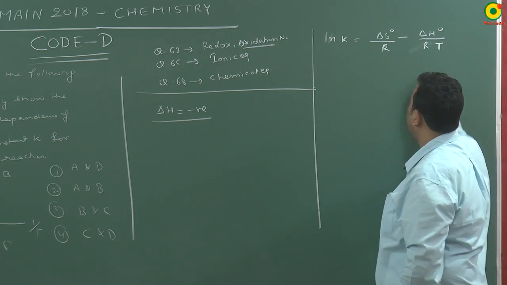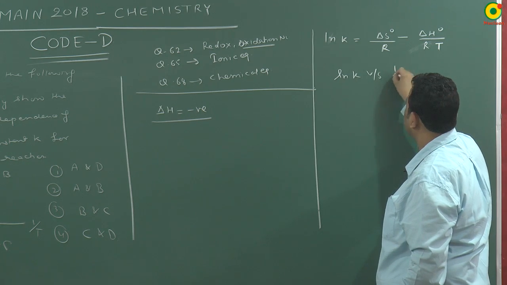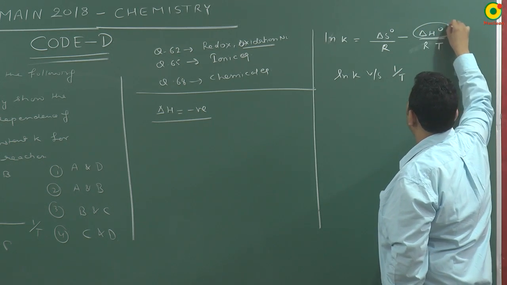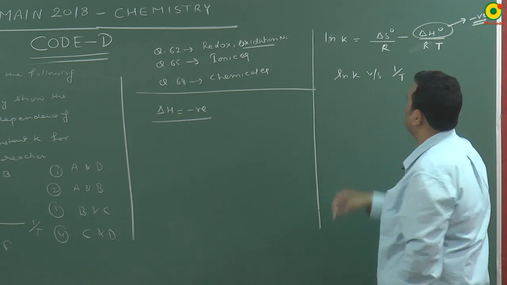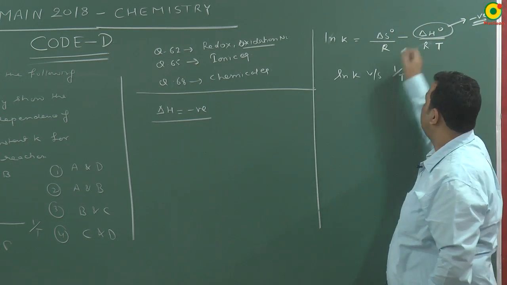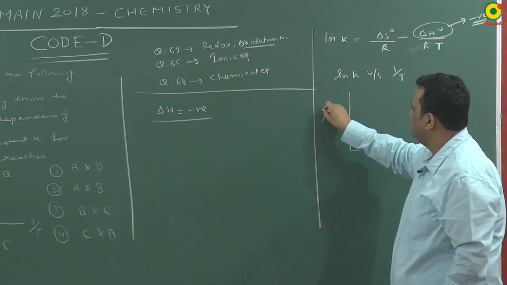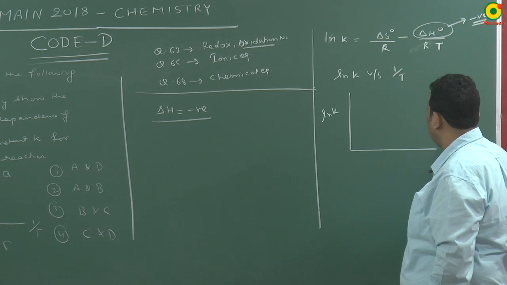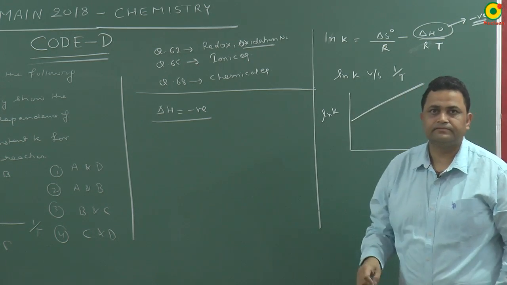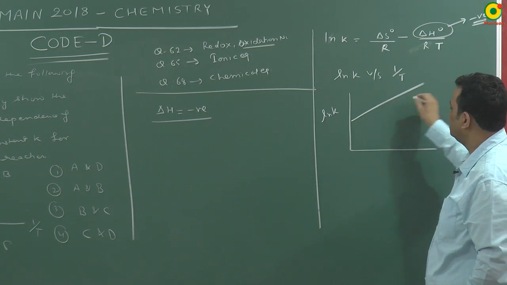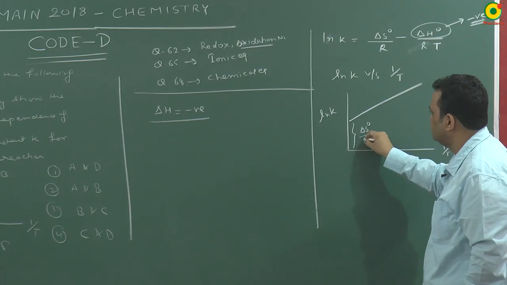If we are drawing ln K versus 1 upon T, and delta H naught, he has said that exothermic reaction means it is negative. If this part is negative, then overall if we draw the curve ln K versus 1 upon T, it will increase in this manner. This curve is correct. This is the intercept which is delta S naught upon R.